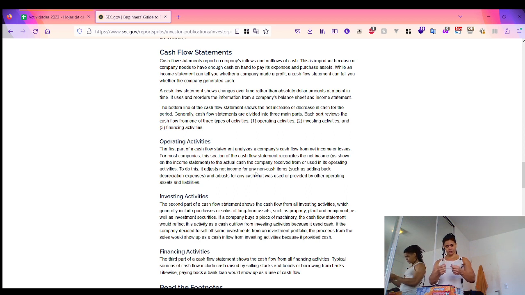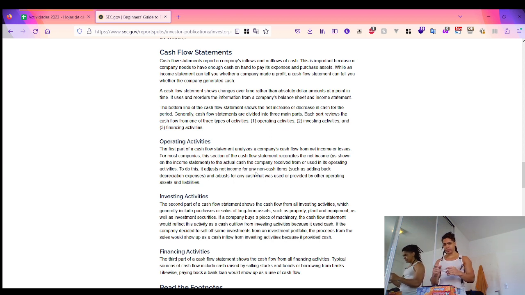it adjusts and reconciles the net income from the income statement and any cash that was used or received from operating activities that are needed to run your business day to day. Operations that are needed to run your business day to day. Exactly.